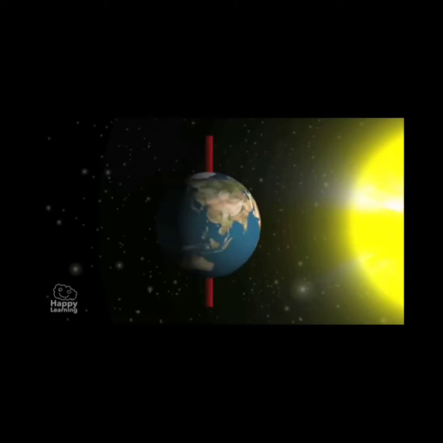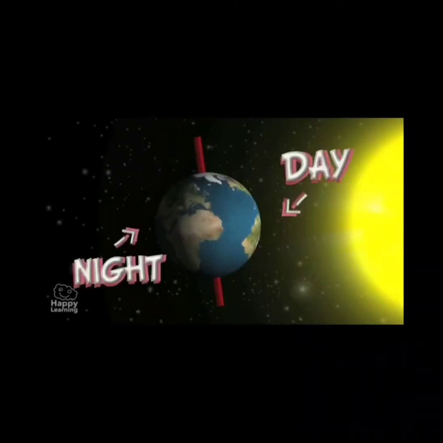The earth takes 24 hours or 1 day to complete one rotation. We have night and day because the earth rotates. At any given time, one half of the earth faces the sun and the other half faces away. Only the part that faces the sun gets light and has day. The other part is in darkness and has night. Since the earth keeps spinning, all parts of it have day and night by turn.